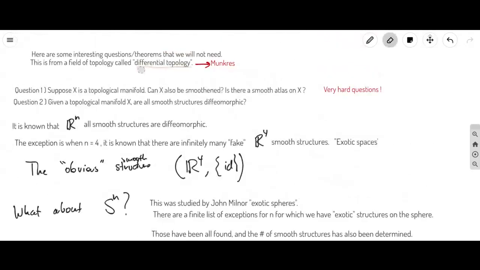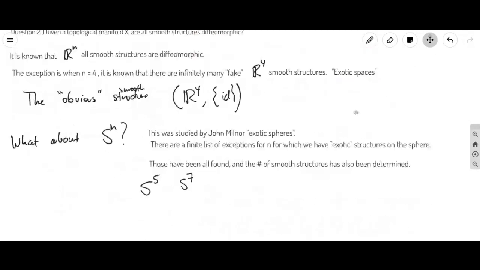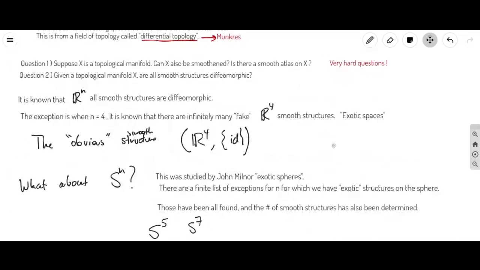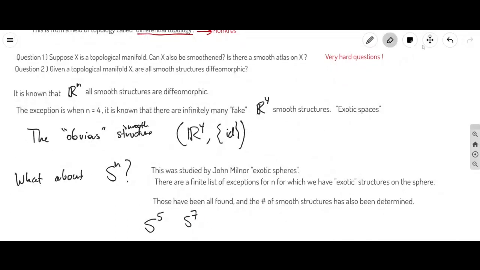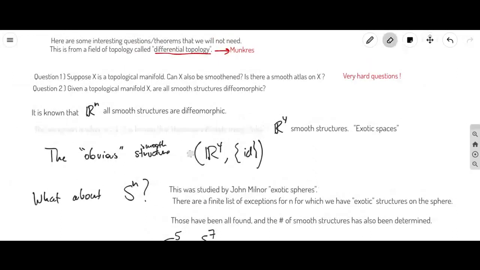If you're interested, this area of mathematics is called differential topology, because you're more interested in the smooth structures on the space than the topology itself. I do not know anything about it, so I cannot really help you further, but if you're interested, this is something you can look into. And as we've said, even though these questions are interesting and very difficult, we're not going to be concerned about any of them, because no matter what smooth structure you put, the space will always remain the same. We're going to be exclusively interested in the topological space only.